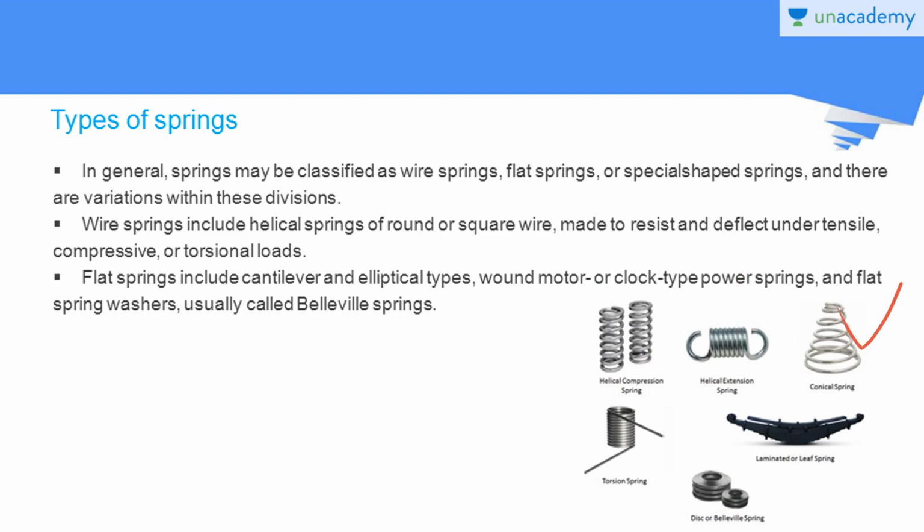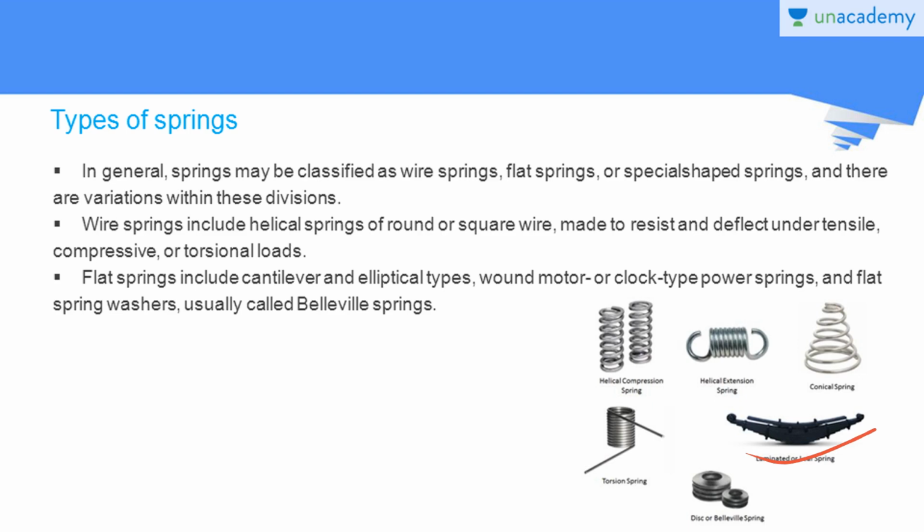The flat springs include cantilever and elliptic types, wound motor or clock type power springs, and flat spring washers usually called Belleville springs. So these are the Belleville springs which are included in the flat spring category. And here we have the leaf springs which are also included in the flat spring category.